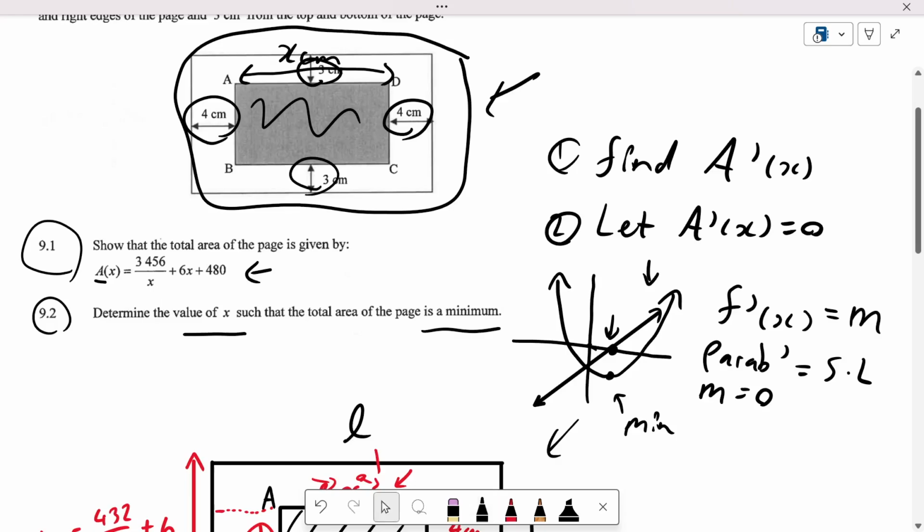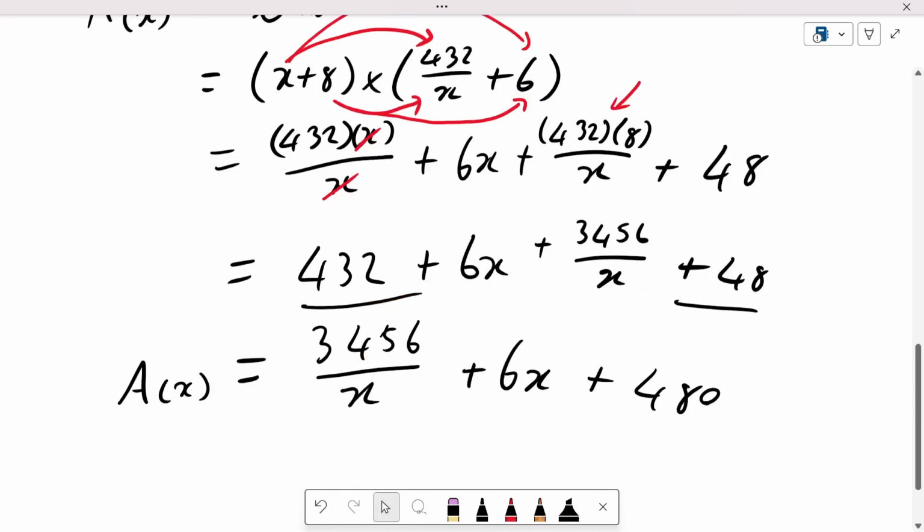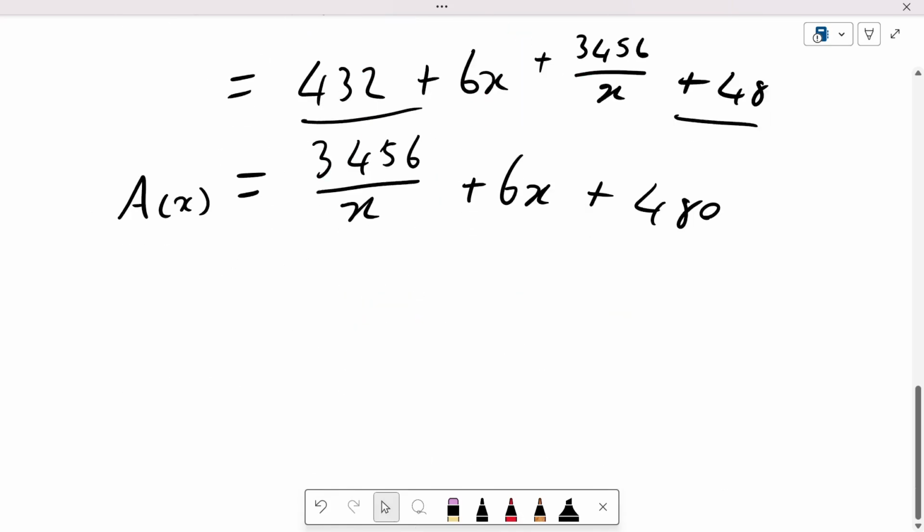Alright, so now we need to determine the value of x. In order to do that, once again, remember, we need to find the first derivative. But we can see over here that we can't really do that yet, because it's a little bit more complicated since we have x in the denominator. So we need to write it such that it's much more of a linear equation over here.